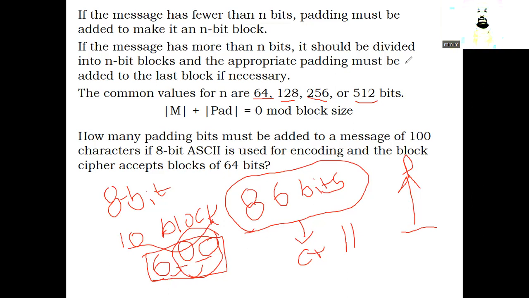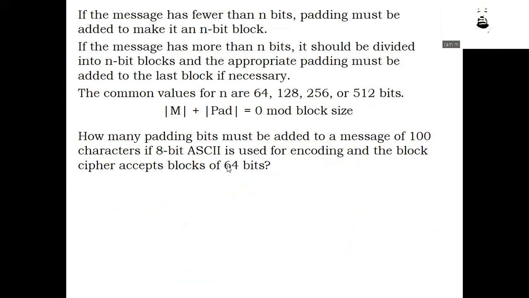Okay, now let us solve this problem. The problem says: how many padding bits must be added to a message of 100 characters if 8-bit ASCII is used for encoding and the block cipher accepts blocks of 64 bits? First, we need to derive mod m. What is the length of the message? The length of the message is 100, and they say these are 100 characters.